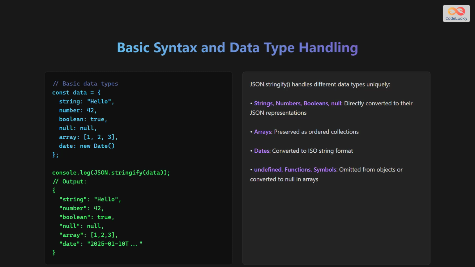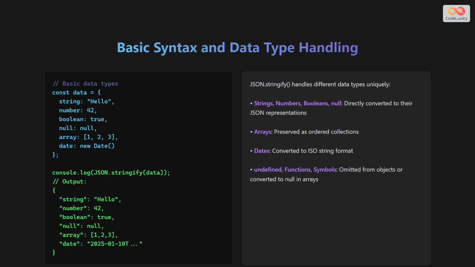JSON.stringify handles various JavaScript data types differently. Strings, numbers, booleans, and null values are directly converted to their respective JSON representations. Arrays are preserved as ordered collections. Date objects are converted to ISO string format. However, undefined values, functions, and symbols are omitted from objects. In the case of arrays, these values are converted to null.